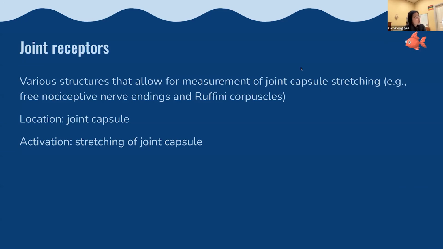Joint receptors. They are various structures that allow for measurement of joint capsule stretching. For example, free nociceptive nerve endings and Ruffini corpuscles. They are located in the joint capsule and they are activated by stretching of the joint capsule.